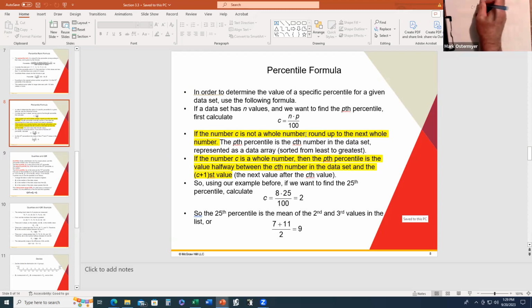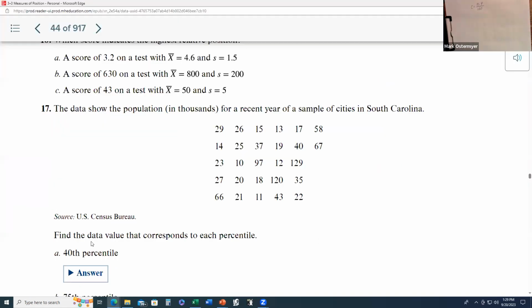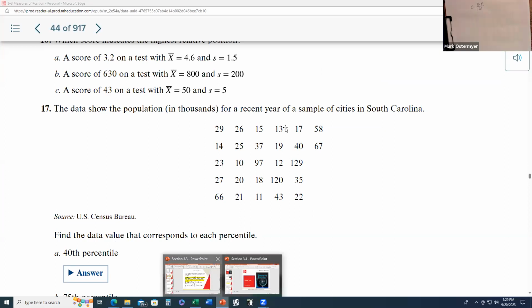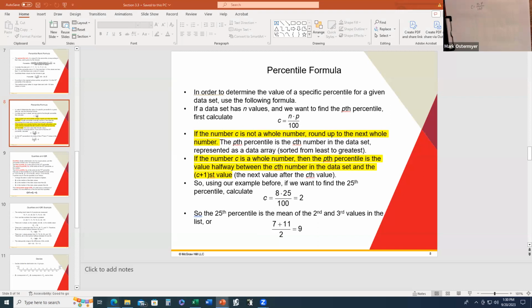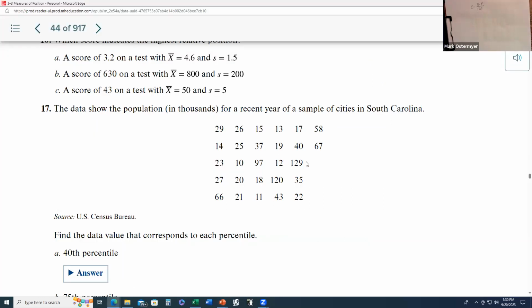So C is equal to N times P over 100. Let's go back to our problem in our textbook. And we want to find the 40th percentile in this data set here. First of all, what are we going to have to do with the data? Step number 1. Sort it. You got to sort the data first, all right? So pour it into a list in your calculator and sort it in ascending order, ladies and gentlemen, and just try to answer the question A here. What data value, according to this formula, would be the 40th percentile value of this data set? Okay, go ahead and do that. We'll call this classwork number 3. All right, go ahead and do that.